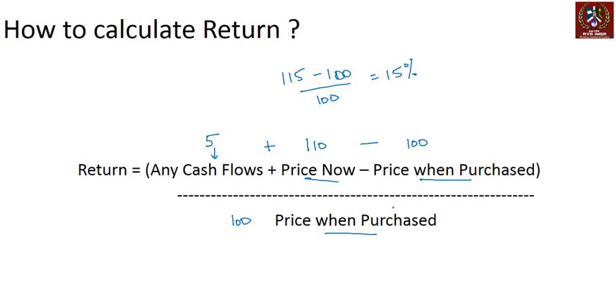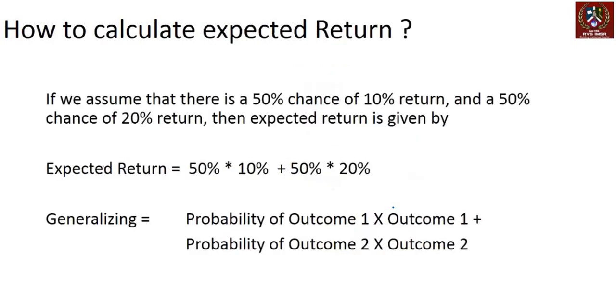Now let's complicate it a little bit. Let's say there is an expected possibility of you getting a return and another possibility of getting another return. So we introduce what is called uncertainty or probabilities into the event, right? How do we calculate expected return? So if there is a 50% chance of 10% returns, which means if you invest 10 times, then out of 10, 5 times you will get 10%. And there's a 50% chance of 20% return, which means 5 times you will get 20% returns.